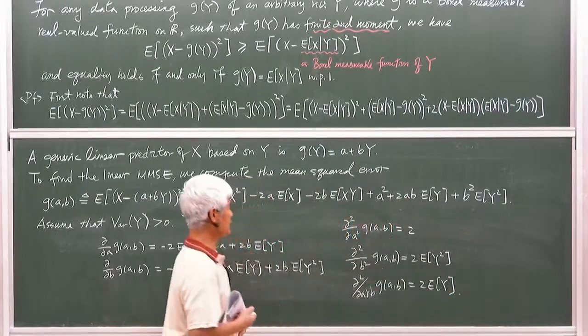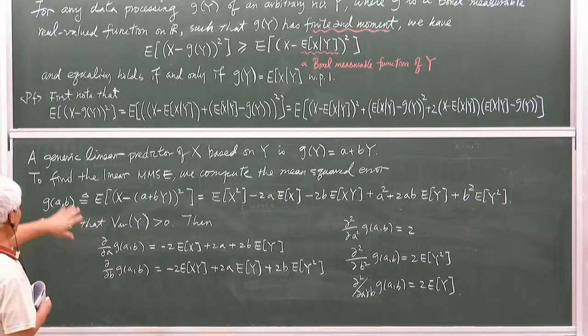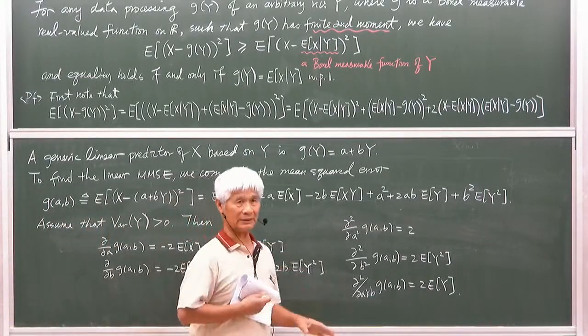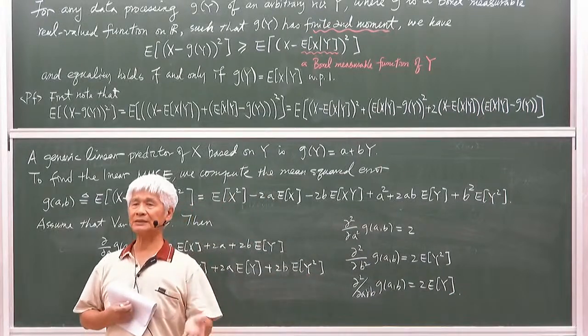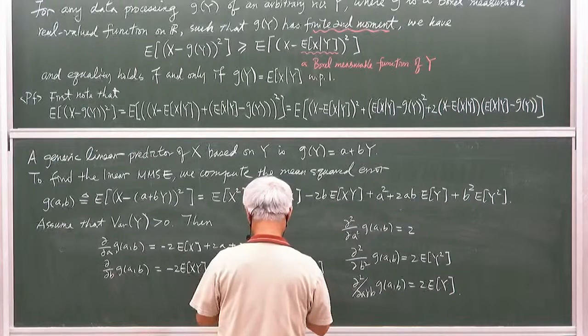Okay, so you can see that because it's a quadratic function, the second order partial derivatives are constants. Okay, they are constants there.